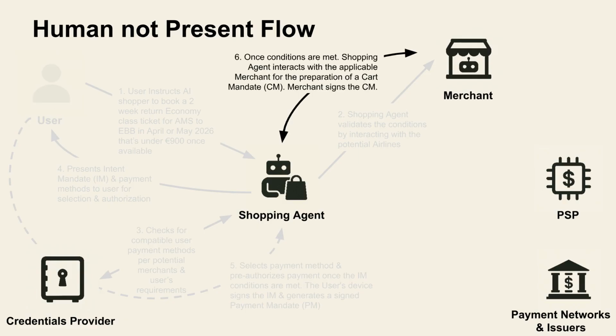Step 6. Once the conditions are met, the shopping agent interacts with the applicable merchant to prepare and sign a cart mandate, like in the human present flow. The shopping agent receives the merchant-signed cart mandate. Notice that at this point, the user is not in the picture.